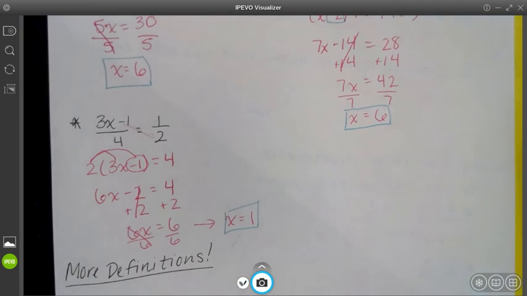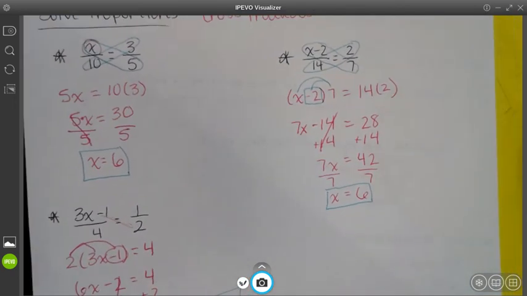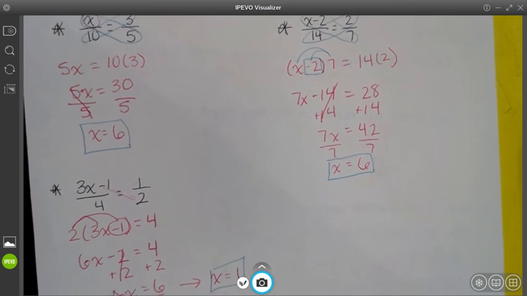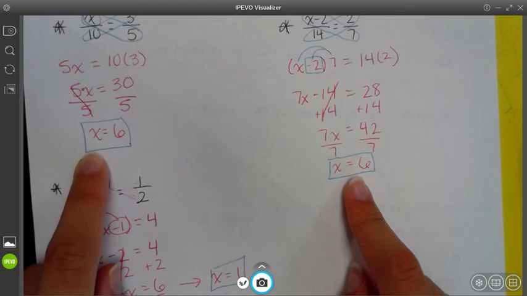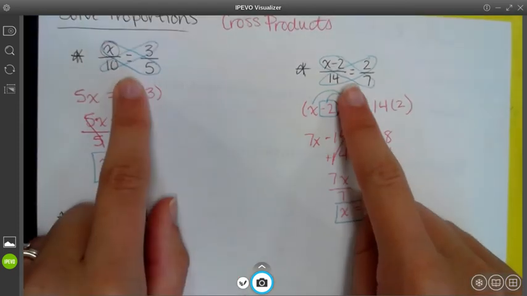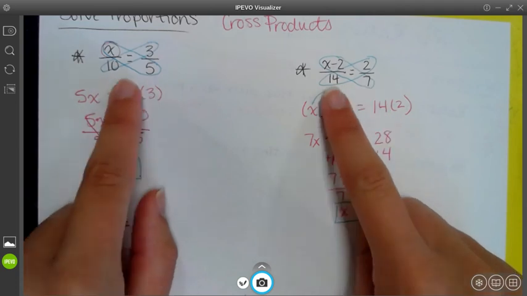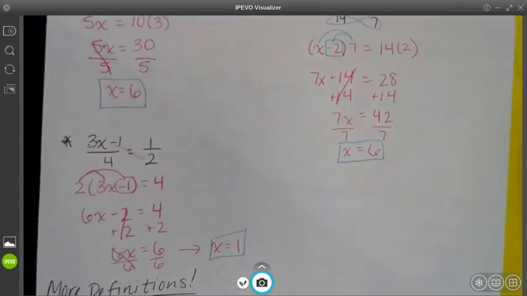So just like with equations, you can always double check. As you're starting to get used to these, I encourage you to double check your answers by taking that value of x, so these values of x here, and plugging those back into the proportions to make sure we end up with two equal fractions. Okay?